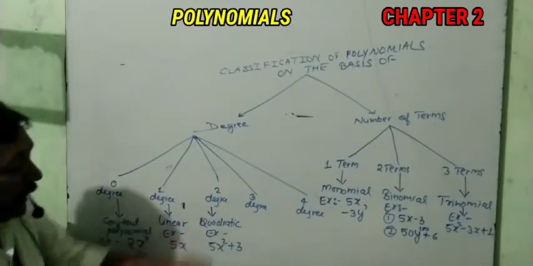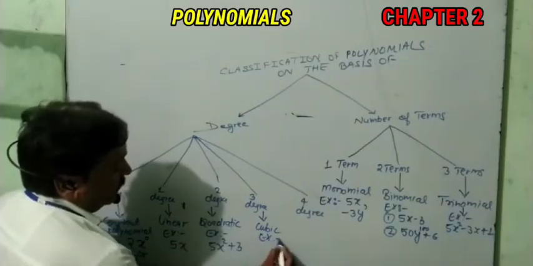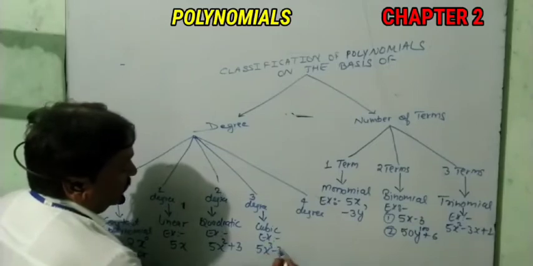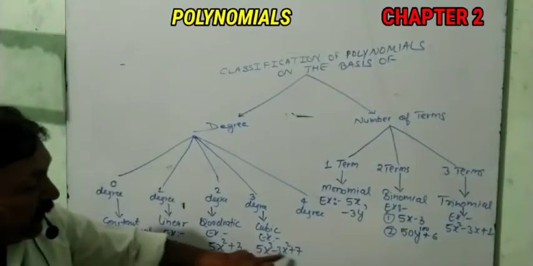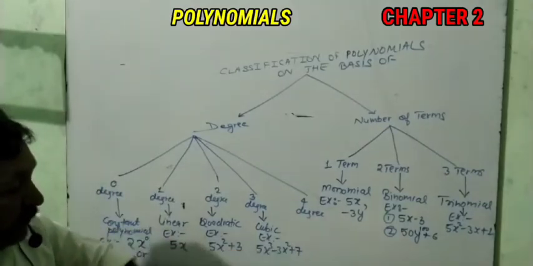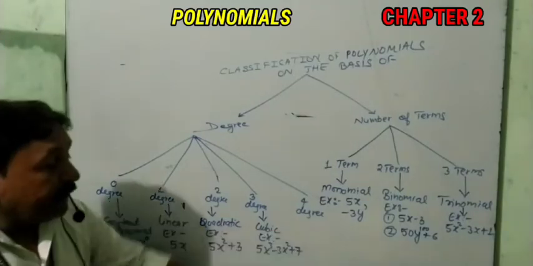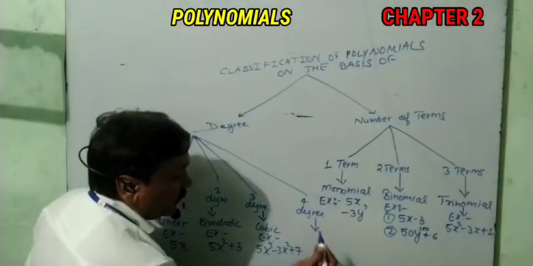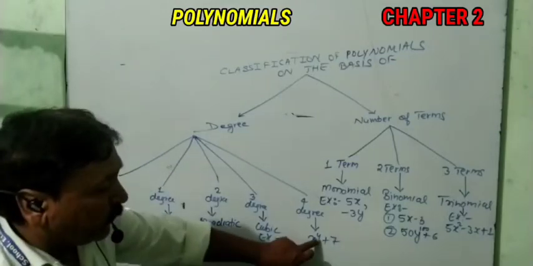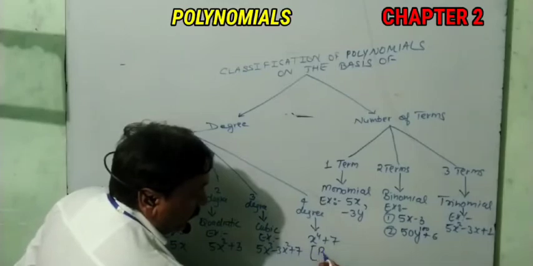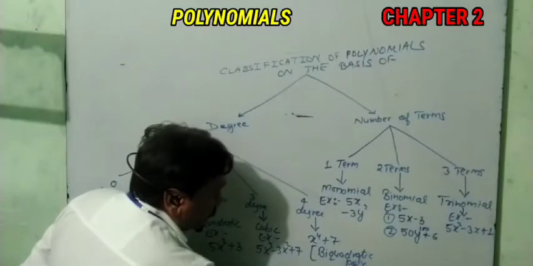Now coming to the degree 3, then we will say it is a cubic polynomial. Example, 5x cube minus 3x squared plus, we can take any number, 7. It is having the degree, highest power is how much? 3. So we will say it is a cubic polynomial. If having the highest power 4, how? Just you can take x raised to the power 4 plus 7, suppose. Highest power is 4, so we will say it is a biquadratic polynomial.